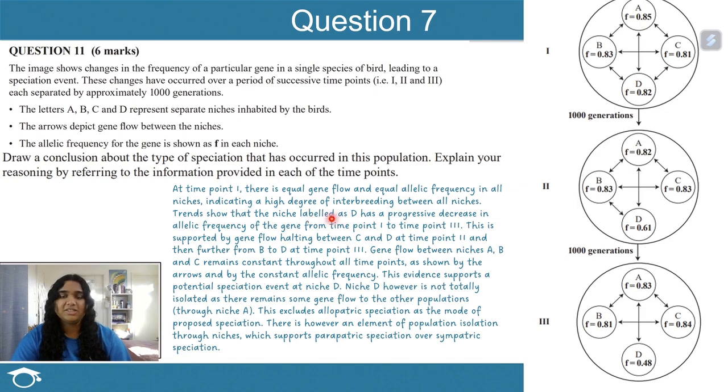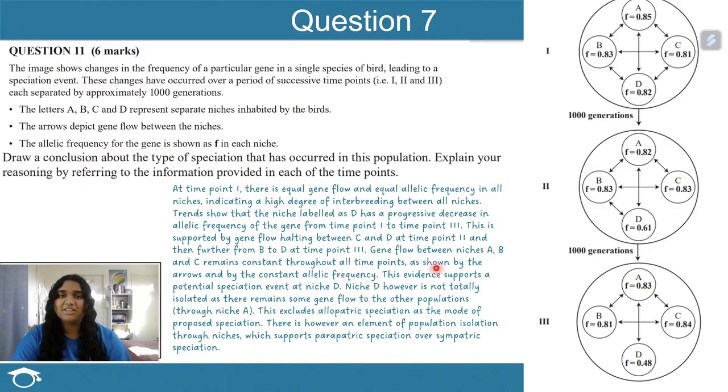The trends show that the niche labeled as D has a progressive decrease in allele frequency from the gene. You can even quote the data points from 0.82 to about 0.48. This is supported by the gene flow halting between C and D at time point 2 and further from B and D at time point 3. The gene flow between niches A, B, and C remains quite constant throughout all the time points, as shown by the arrows and the constant allelic frequencies of 0.8 to 0.85. This evidence supports a potential speciation event at niche D.